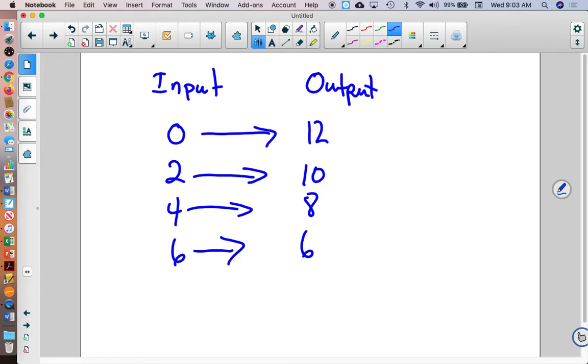I want you to list the ordered pairs for this mapping diagram. Everybody's listing them. Make sure that we can just list the ordered pairs. Not a hard concept to do.